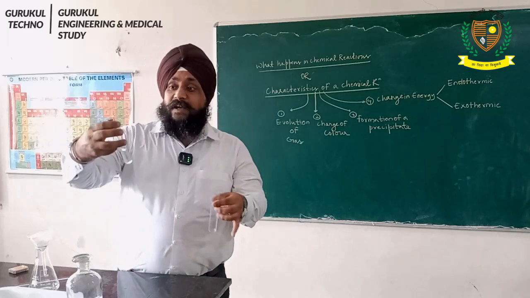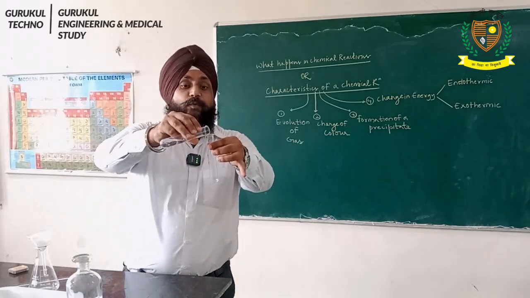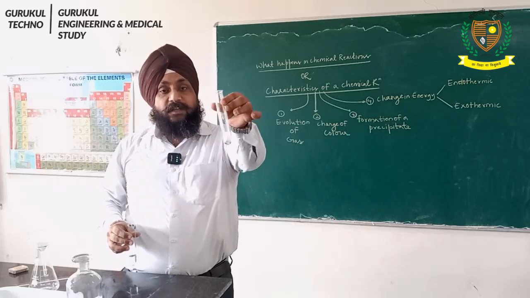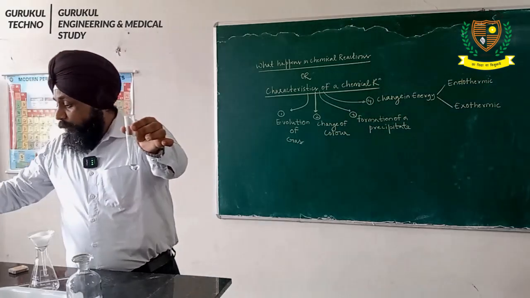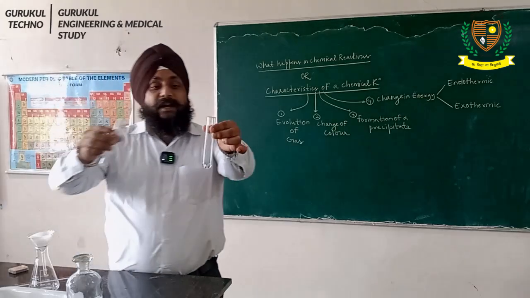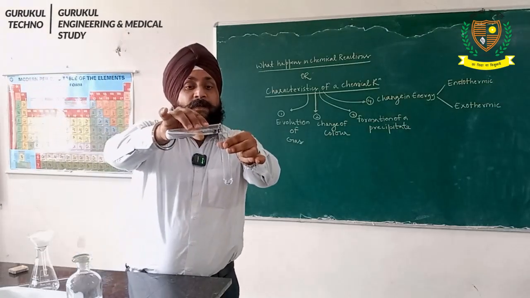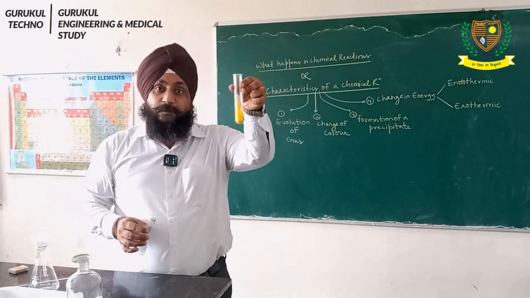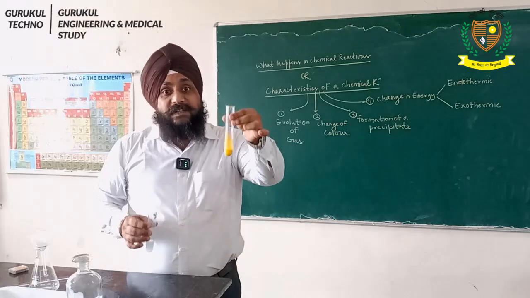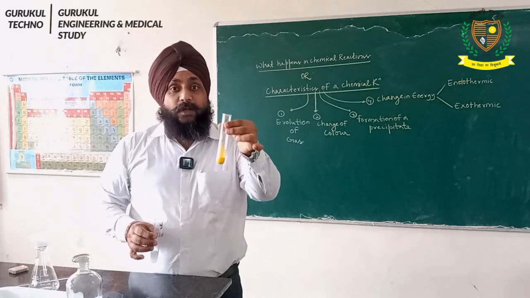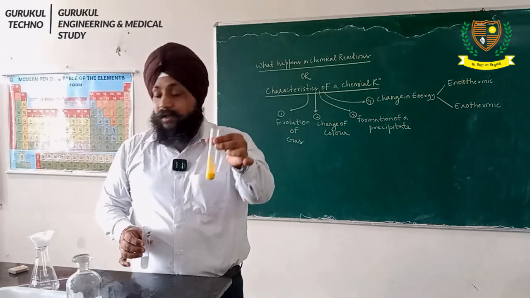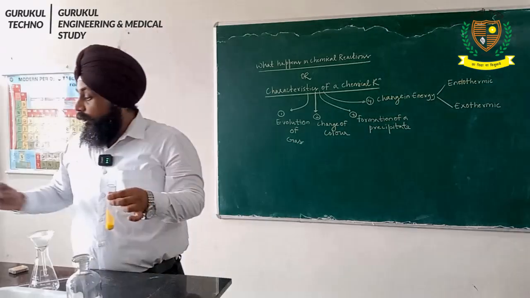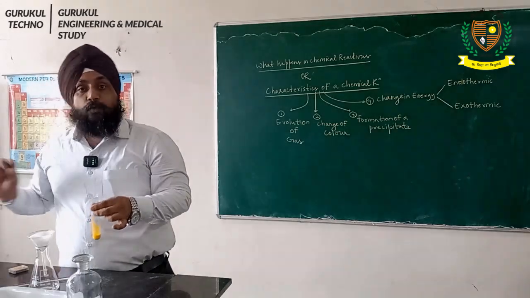So I take potassium iodide over here. See, it is colorless. I have taken potassium iodide on this tissue. Now I will add lead nitrate to it, and there will be a change in color. See, a yellow colored substance has been formed. So there is a reaction between potassium iodide and lead nitrate, and there is a change in color.